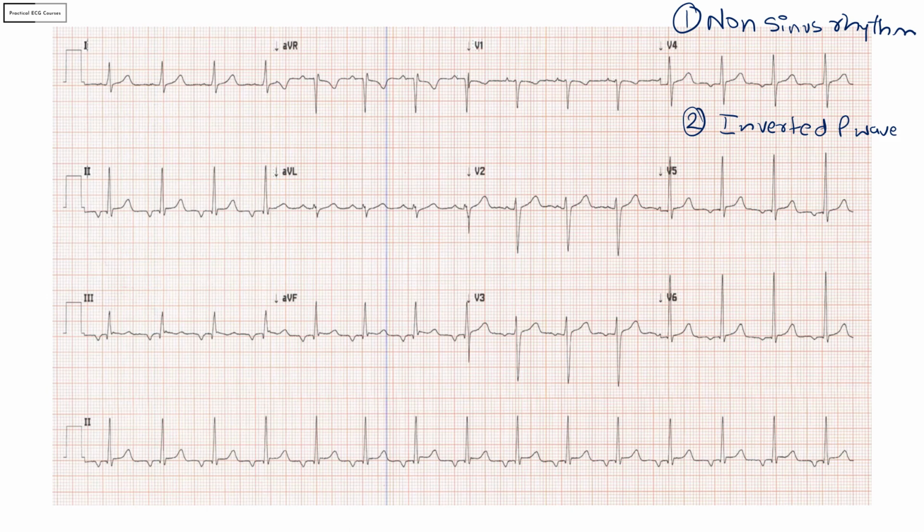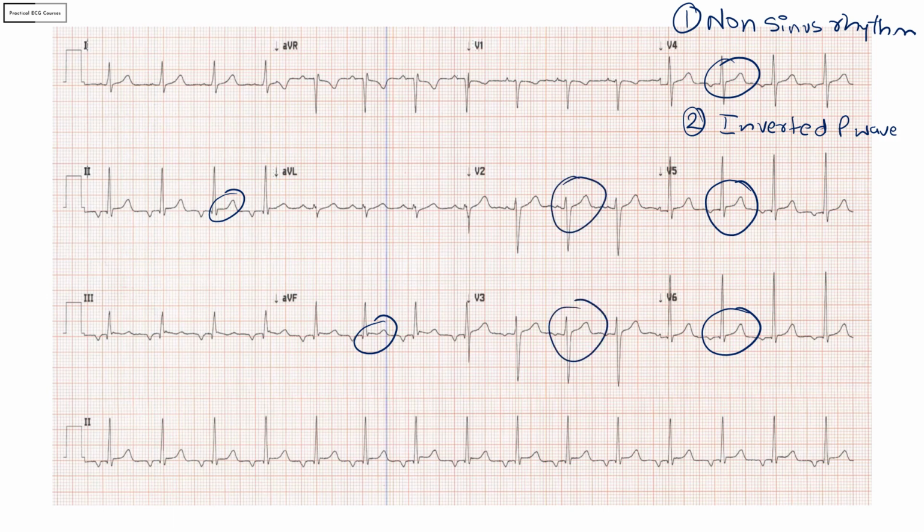Moving on, the PR interval seems okay. The QRS and the QT interval also seems okay. Coming to the ST segment, there appears to be some ST elevation here in the inferior leads in 2, 3, AVF, particularly in 2 and in AVF, and also in V4, V5, V6. To some extent in V2 and in V3, but then V2 and V3 are leads where you would expect some degree of ST elevation.